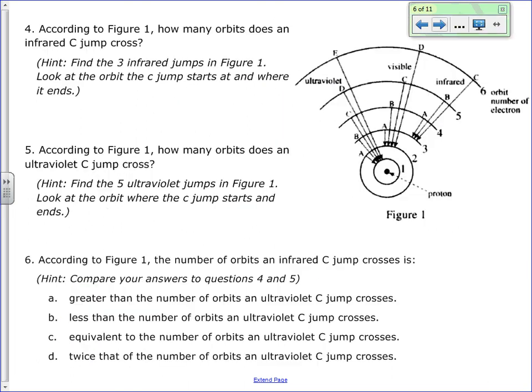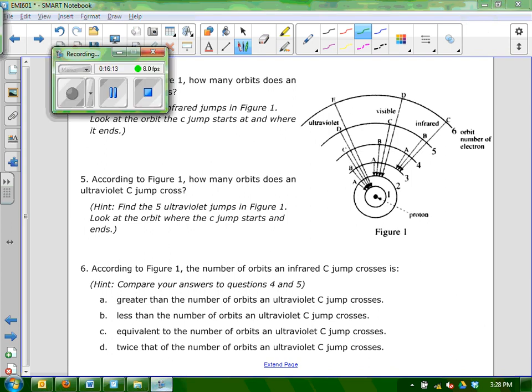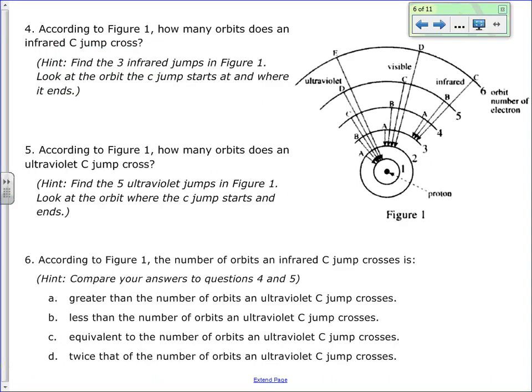If you are watching at home, what you want to do now is do the same thing with 4, 5, and 6. This uses figure 1 instead of table 1. All right, so you should pause at this point so you can answer questions 4, 5, and 6, and press play when you are ready to check your answers. All right, if you are pressing play at this point, that means you've answered questions 4, 5, and 6, and you're ready to go through the answers.